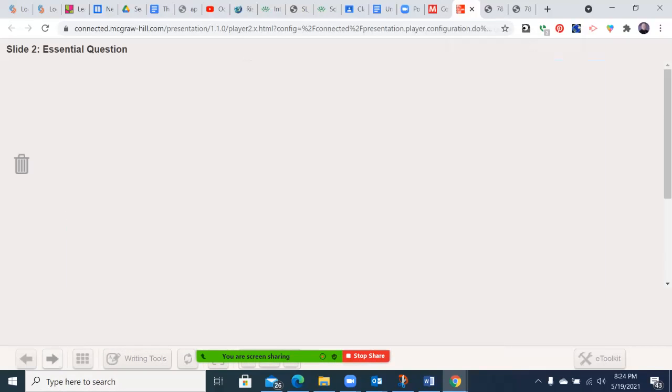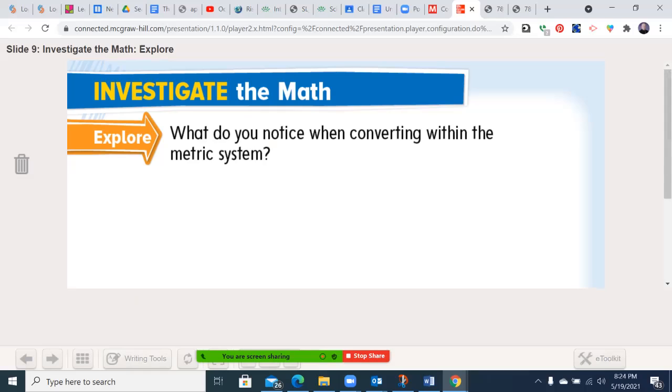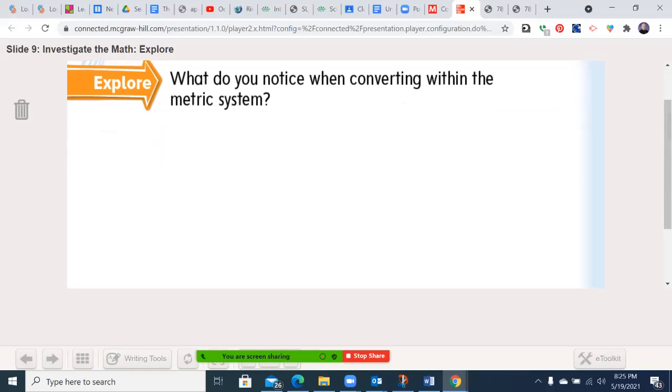So let's look at our essential question here in chapter 11, lesson 13. How can I use measurement conversions to solve real-world problems? Investigating the math, what do you notice when converting within the metric system? Well, the first thing I notice is that I'm multiplying and dividing by powers of 10, whether it be 10 when I'm going from centimeters to millimeters, or 100 when going centimeters to meters, or 1,000 when going from grams to kilograms. Everything is a 1 and a bunch of zeros.